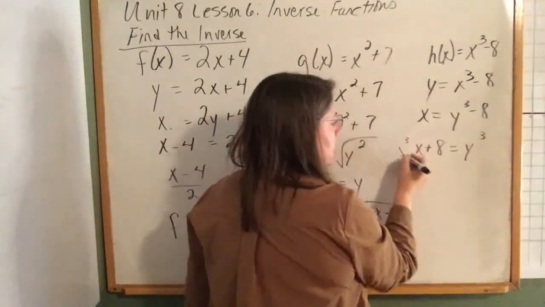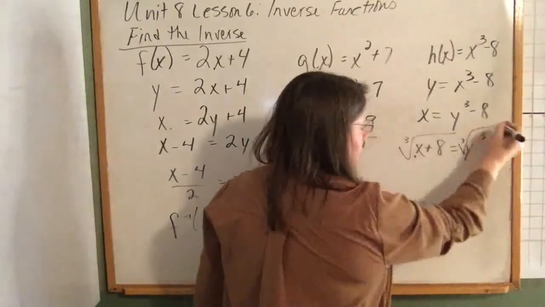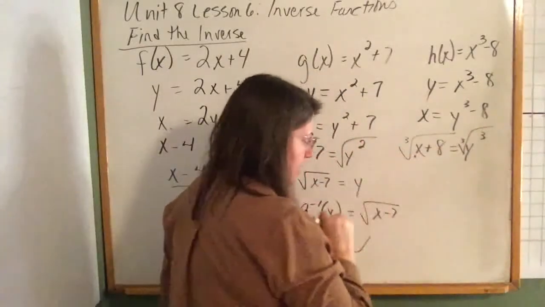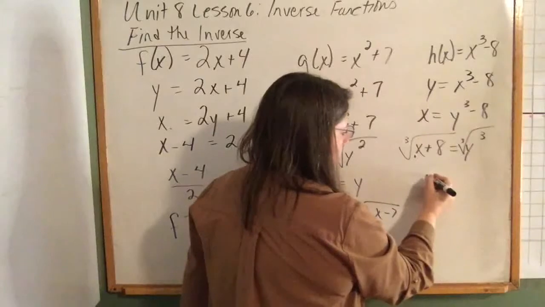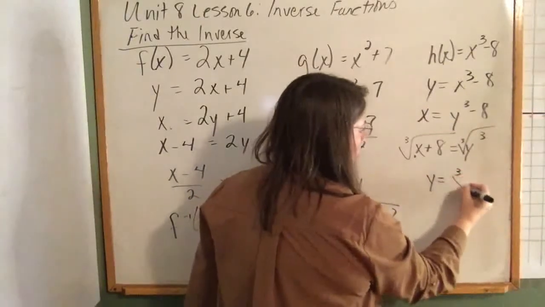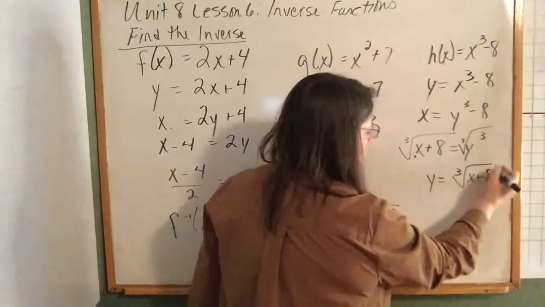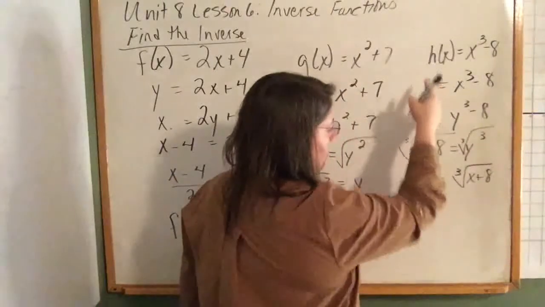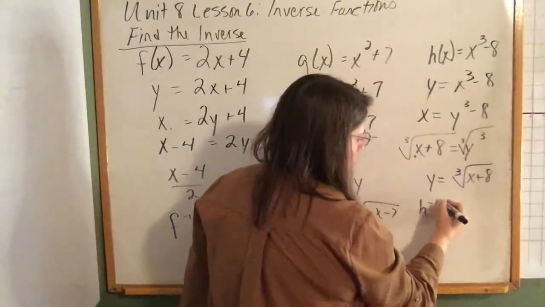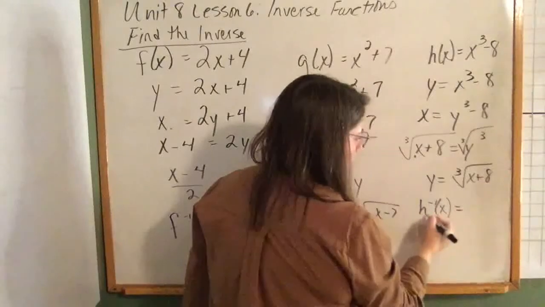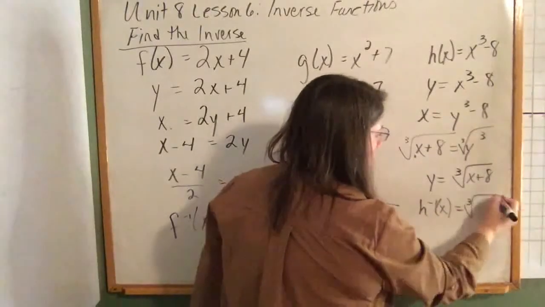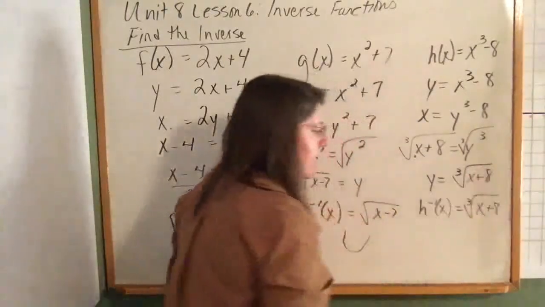And then I'm going to take the cube root of both sides to get rid of the cube there. So y equals the cube root of x plus 8. And so that's the inverse of the h function. So h inverse of x, the inverse of h, is equal to the cube root of x plus 8.